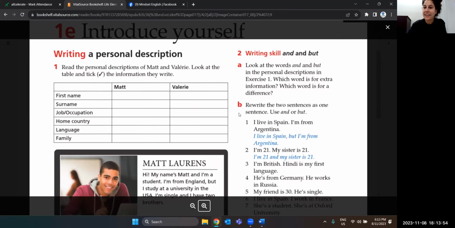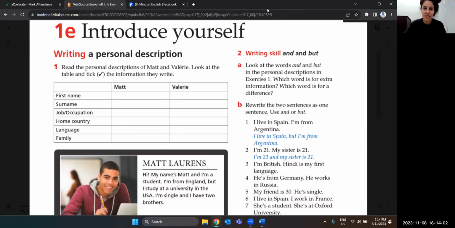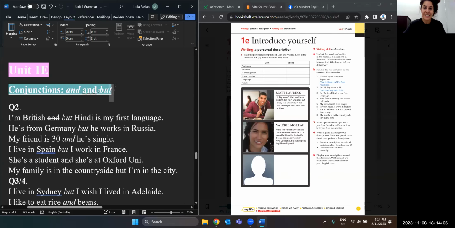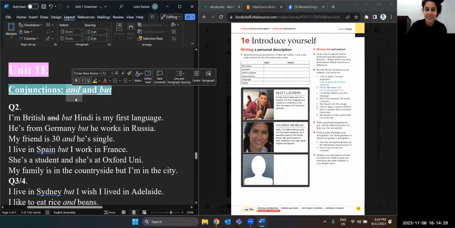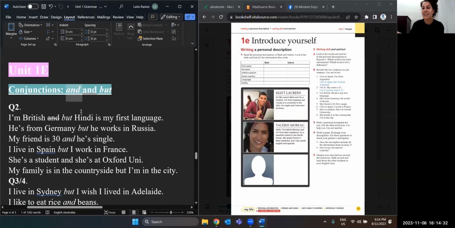So we're going to be looking at two words, and, but. These are called conjunctions. And conjunctions are words that connect a sentence. So instead of having, for example, I like apples, full stop. I like bananas, full stop. Instead of having that full stop, because the sentence is talking about what I like, I can say and. So I like apples and I like bananas.